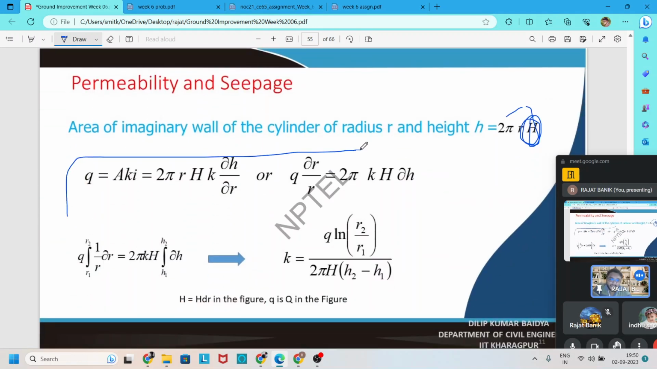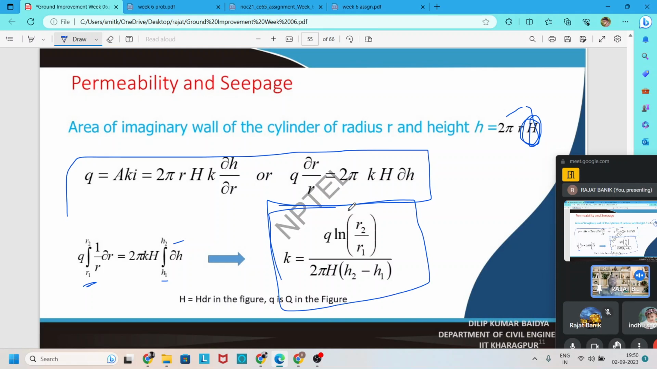So after applying Darcy's law for some arbitrary distance R1 to R2 and some arbitrary water table H1 to H2, we get the permeability formula for the confined aquifer, that is Q into ln R2 by R1 divided by 2 pi H into H2 minus H1, because we know that H is the depth of the permeable layer, which is also constant or fixed for a confined aquifer. So the final formula is like that.